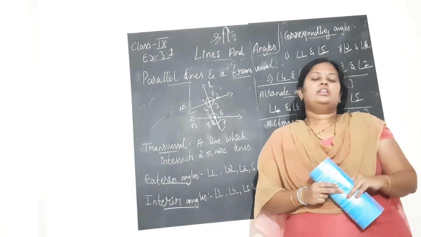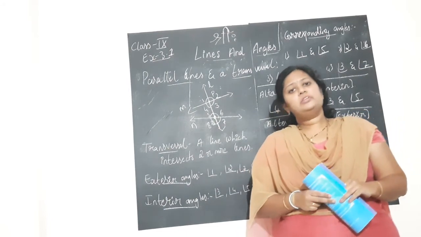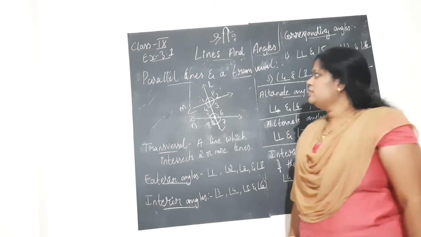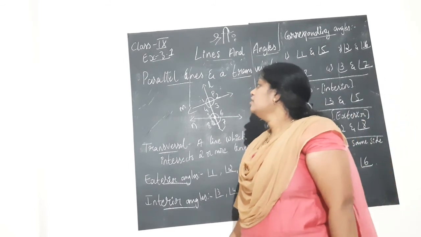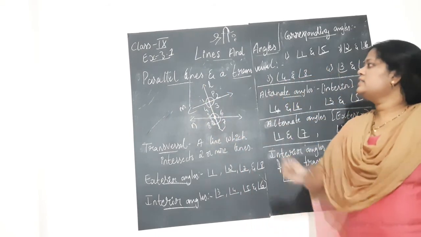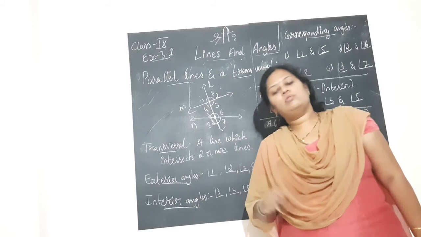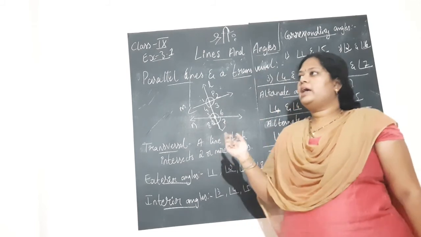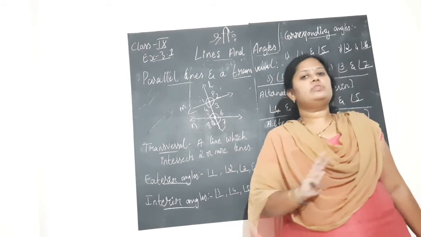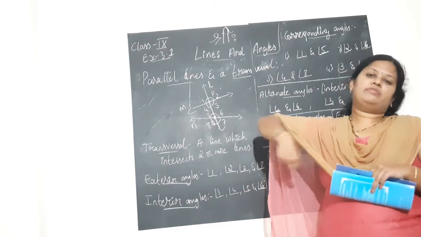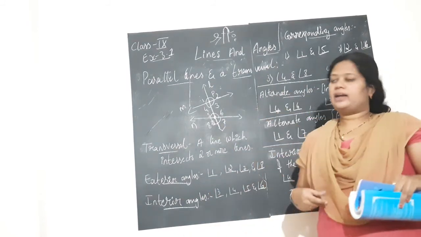Hello children, in the previous videos we discussed exercise 3.1. Today in this session we shall be studying the concept of parallel lines and a transversal. Now you know what parallel lines are and what a transversal is. Parallel lines means two straight lines which never meet each other, however long you extend them. If they never meet, such lines are called parallel lines.